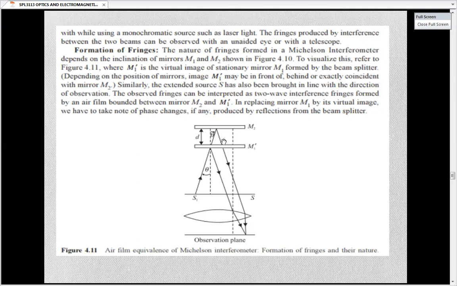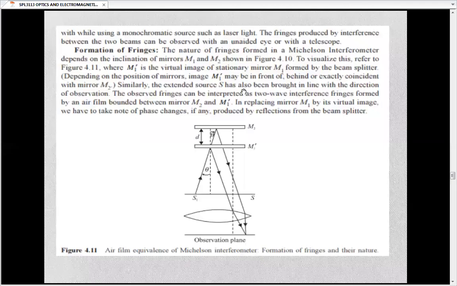The concept of interference caused by thin films is the same way we look at the image of mirror M1 and mirror M2. That difference is what will produce interference. So the apparent position of the image of mirror M1 can be adjusted, and when that happens, it means the position of the fringes can also shift the same way.